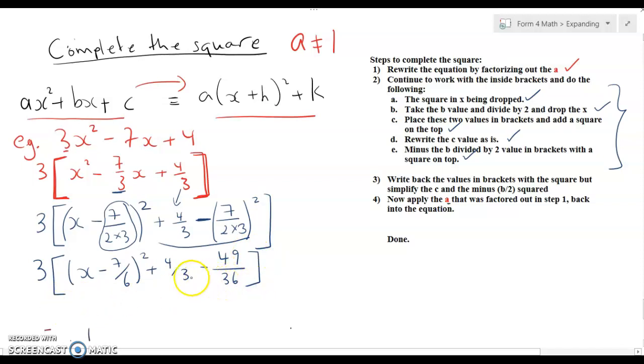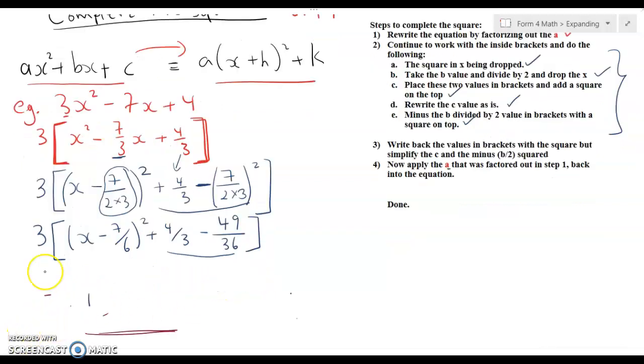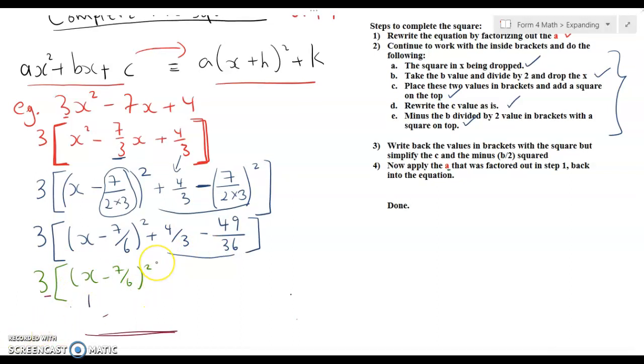Now my next line, I'm going to simplify this. So I am going to get 3x minus 7 on 6 squared. And this works out to be minus 1 on 36. So that means that I have just completed this step here.